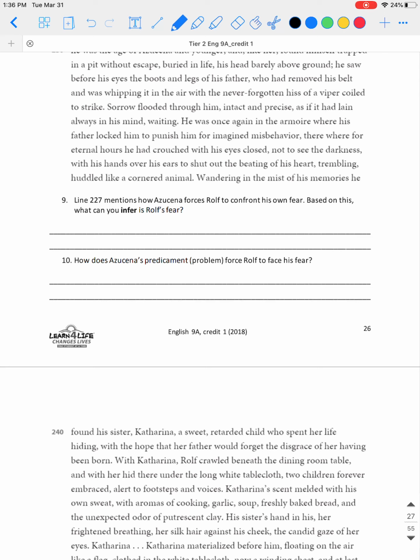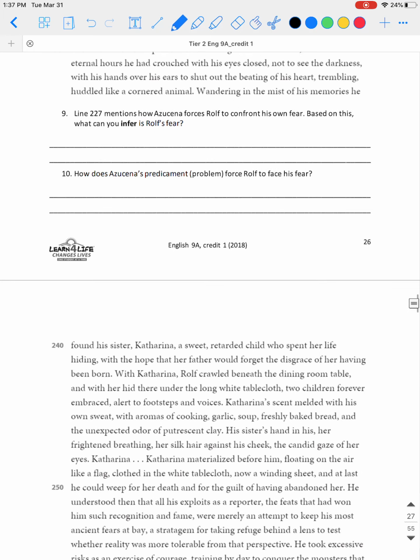So we're going to go back up to number 9. Line 227 mentions how Azucena forces Rolf to confront his own fear. Based on this, what can you infer is Rolf's fear? And then number 10, how does her predicament or problem force Rolf to face his fear?